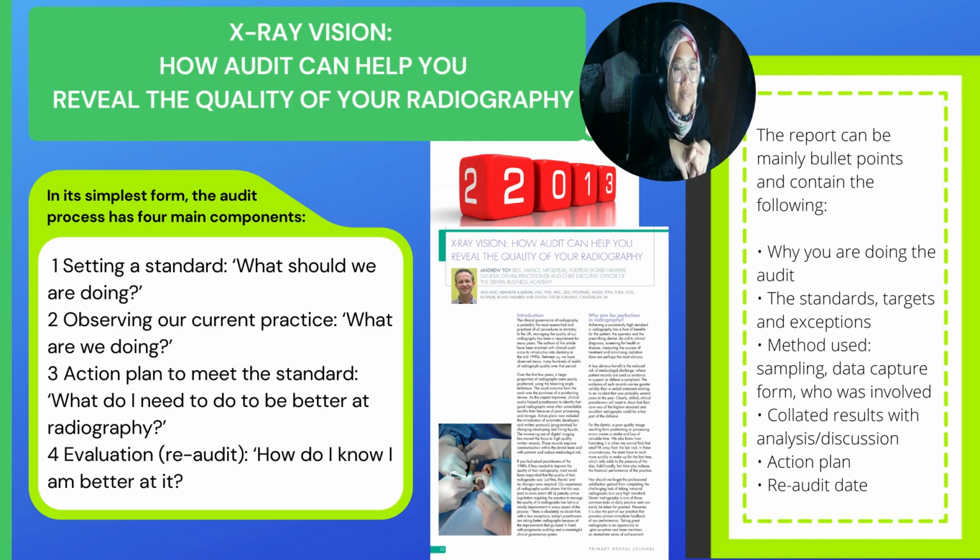And the report from the audit can be mainly bullet points and contain the following: why you are doing the audit, the standards, targets and exceptions, method used, sampling, data capture form, who was involved in the audit, collected results with analysis or discussion, action plan, and re-audit. So from the components of the audit process, we can do preventive improvement and preventive actions.